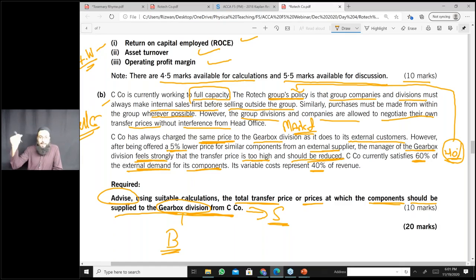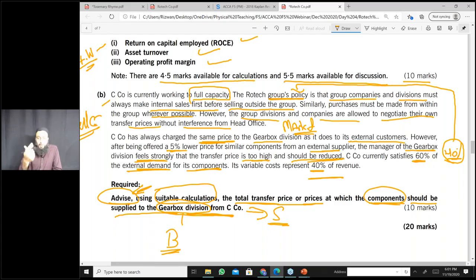I'll make this a piece of cake for you. Okay, got it? Scenario clear? Now, advice is required from you using suitable workings. The workings are supportive here, the narrative and writing part is more, because it's advice. The verb is advise: at what transfer prices should components be supplied to gearbox?